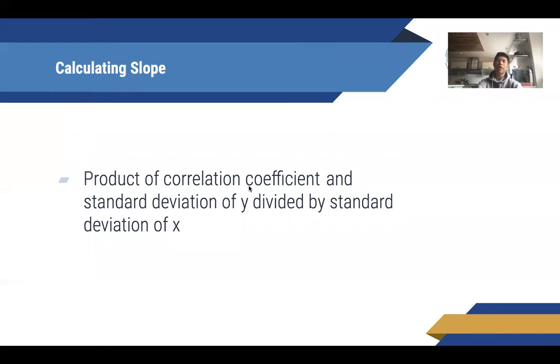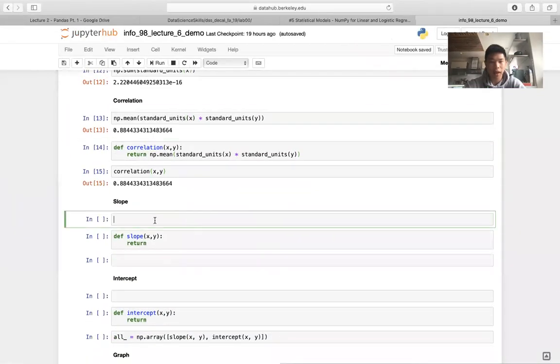Now in order to calculate slope from the correlation coefficient, it's just the correlation coefficient multiplied by the standard deviation of Y over the standard deviation of X. So now let's code that. It would be R, which we have over there, so the correlation of X and Y multiplied by the standard deviation of Y over the standard deviation of X.